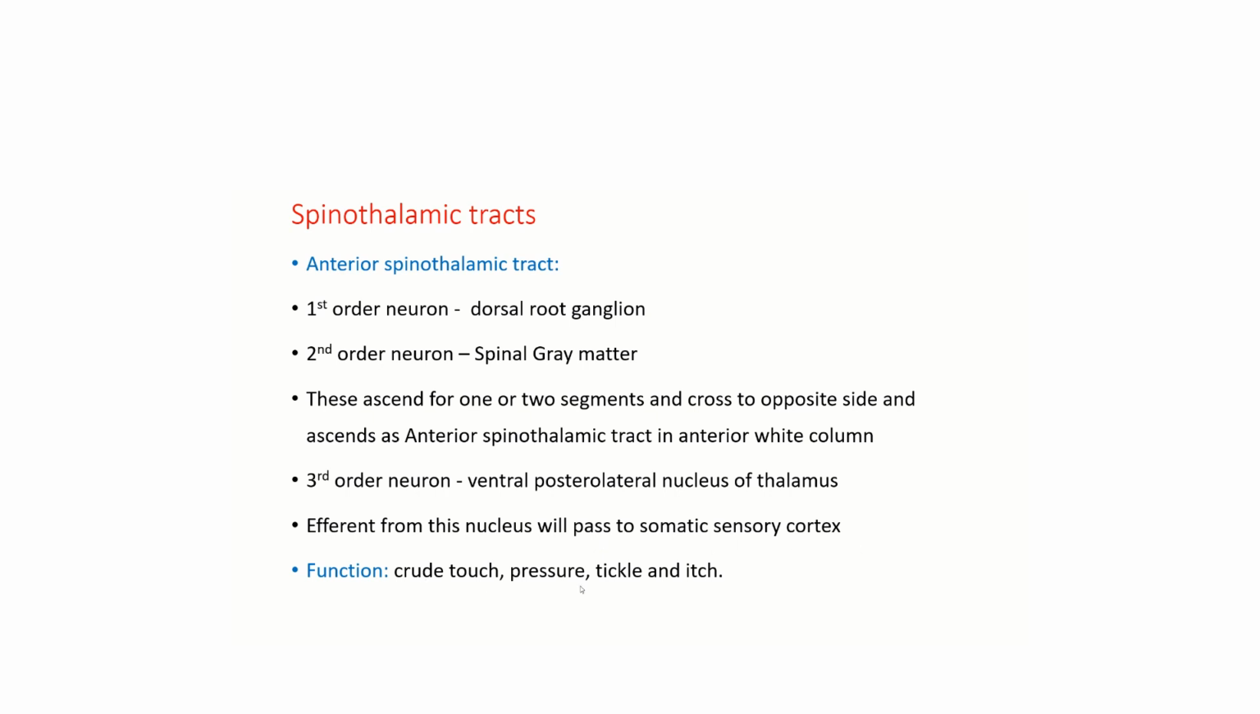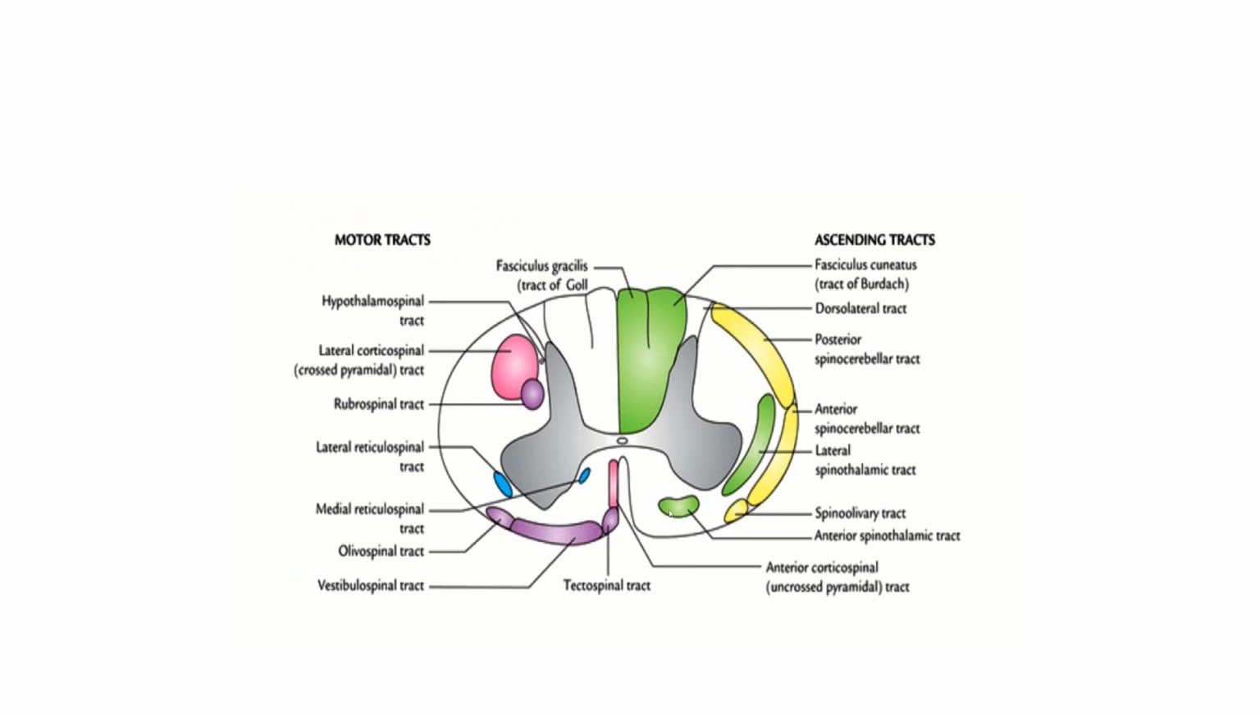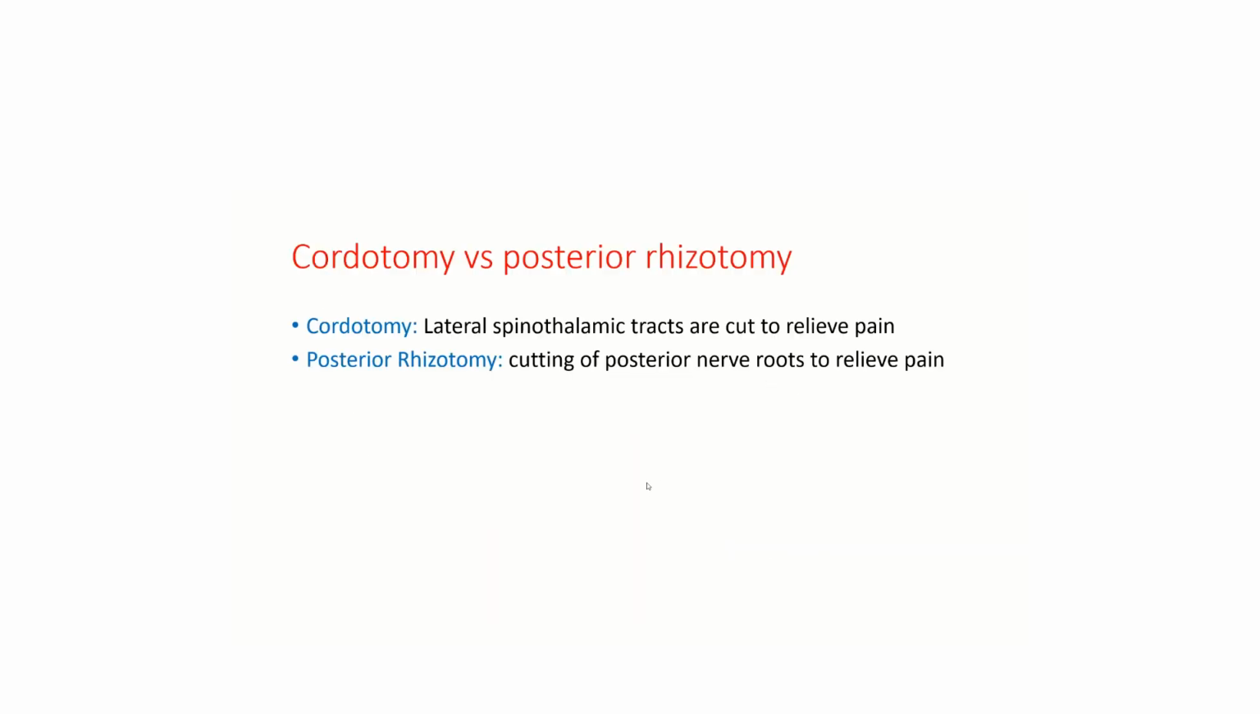Functions will be crude touch, pressure, tickle, and itch. Lateral spinothalamic tract: pain and temperature, whereas anterior spinothalamic tract: crude touch, pressure, tickle, and itch. You can see this is the anterior spinothalamic tract, this is the lateral spinothalamic tract, this is the dorsal column pathway. So we are left with these two important tracts, the posterior spinocerebellar and anterior spinocerebellar.